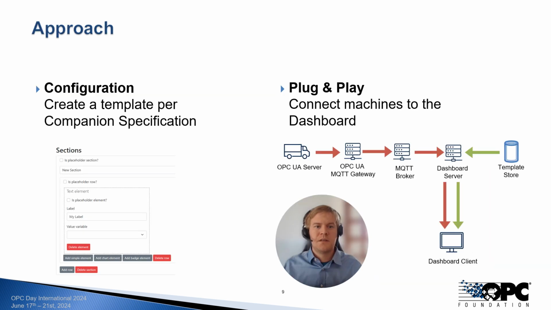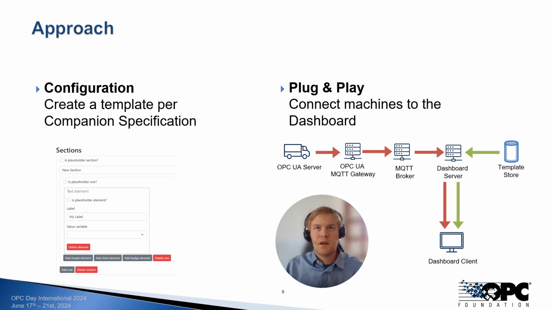To integrate the companion specification, we need to do two things. First, we must configure how the data will be displayed. Therefore, we create a template based on common display elements like a text block or some gauge graph. This is a one-time effort per companion specification and only needs to be done at the beginning. If the configuration is done, the machines can be connected. This is a simple step and can be done very fast.